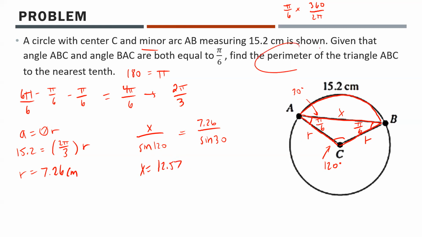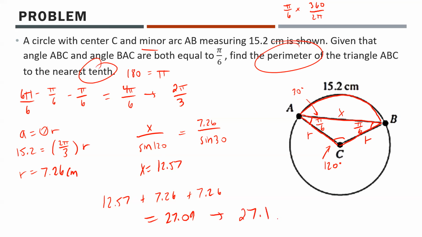So long story short, to find the perimeter of this triangle, we just have 12.57 plus 7.26 plus another 7.26. This gives me 27.09, but it also says to the nearest tenth. So guess what? That makes it 27.1, and the units on that are centimeters. That would be our whole perimeter right there.